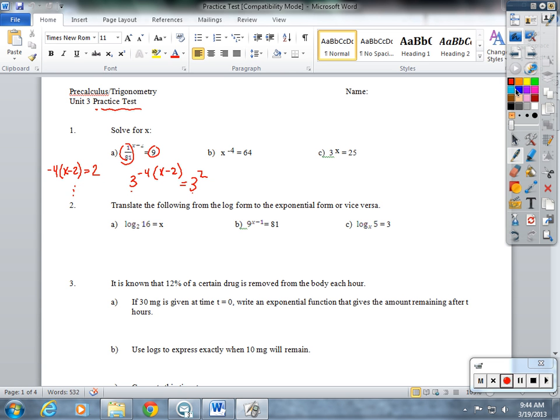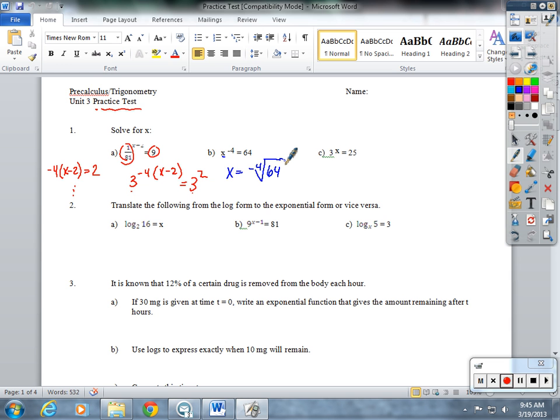Now, letter B is a little different. X is no longer the exponent. Well, if this was x squared, you would take the square root of both sides. If it was x cubed, you'd take the cube root. Well, in this case, it's x to the negative 4th. So you're going to take the negative 4th root of both sides. So x is going to equal the negative 4th root of 64. Now, you can use your calculator to do that, or you could use mental math to do that. Either way, it does not really matter to me.